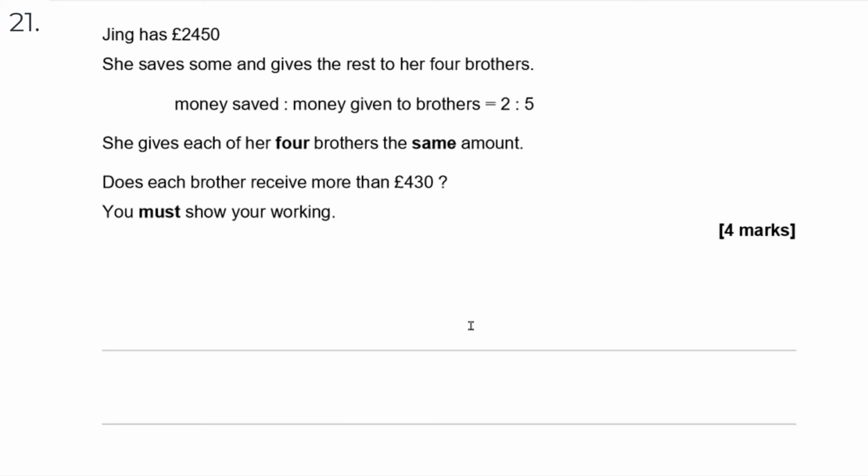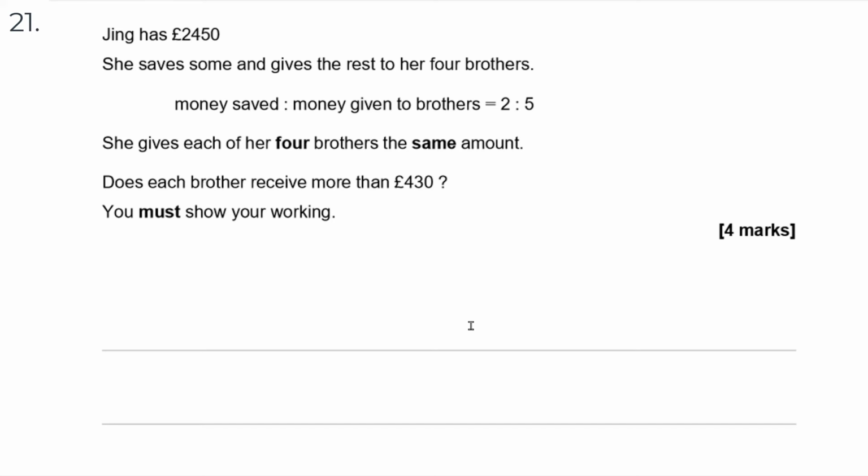Jing has £2,450. She saves some and gives the rest to her 4 brothers. The ratio of money saved to money given to her brothers is in the ratio of 2 to 5. She gives each of her 4 brothers the same amount. Does each brother receive more than £430? You must show your working.